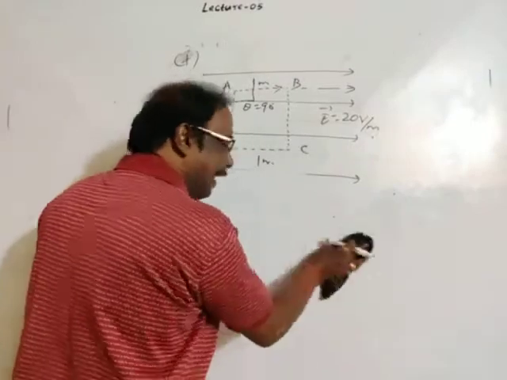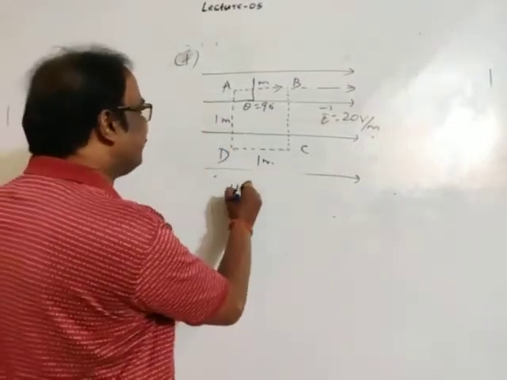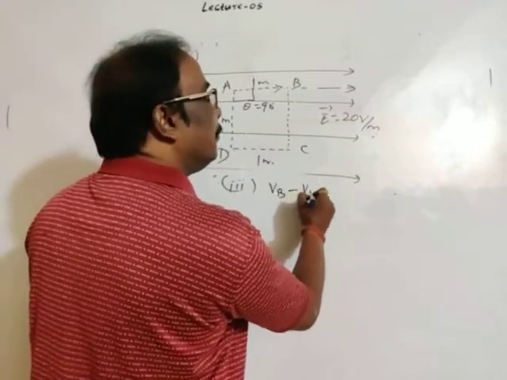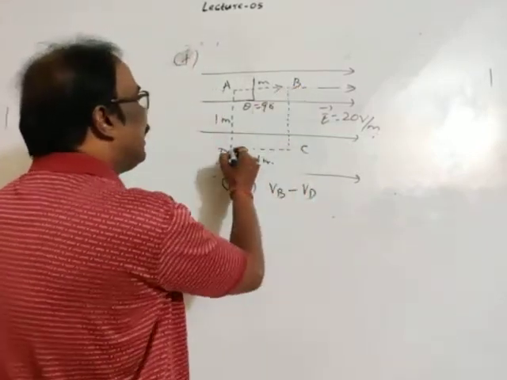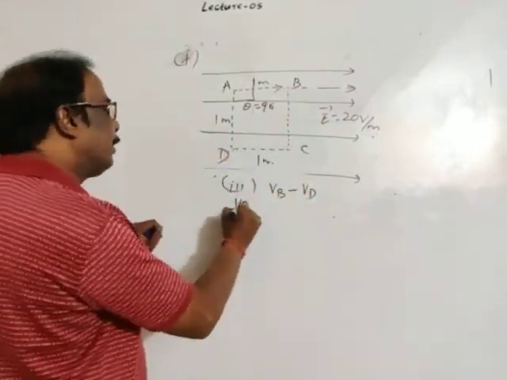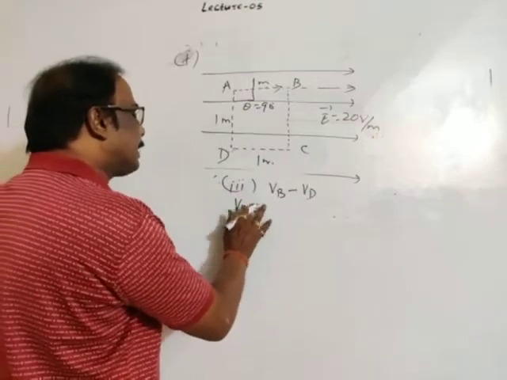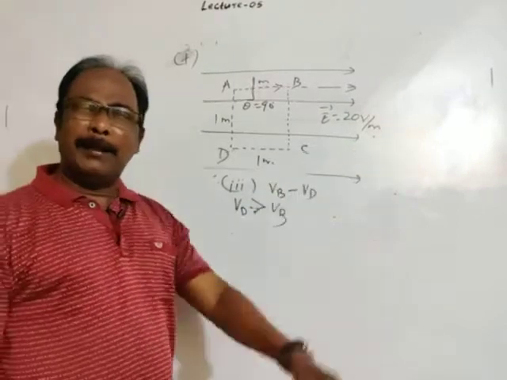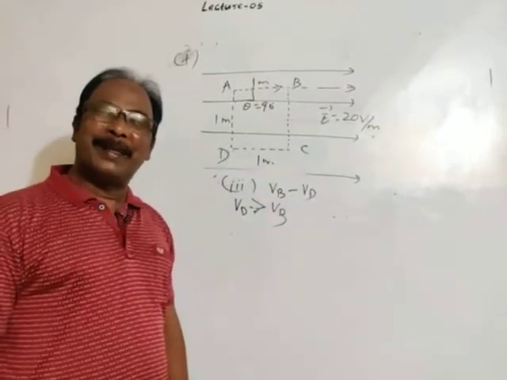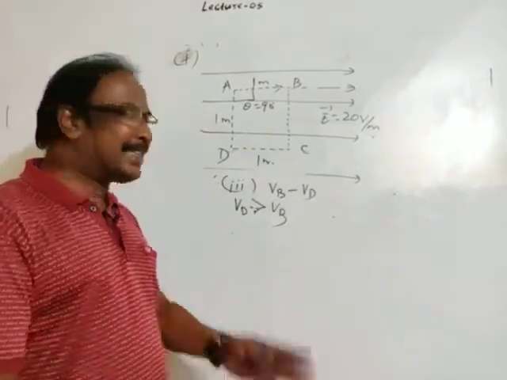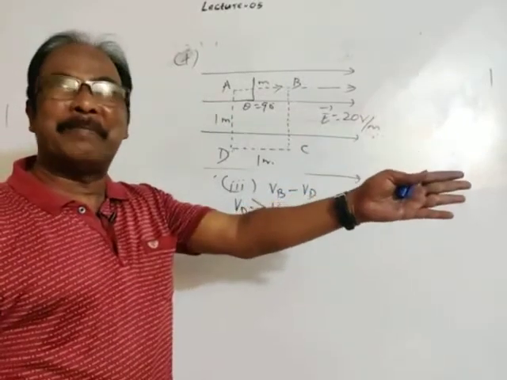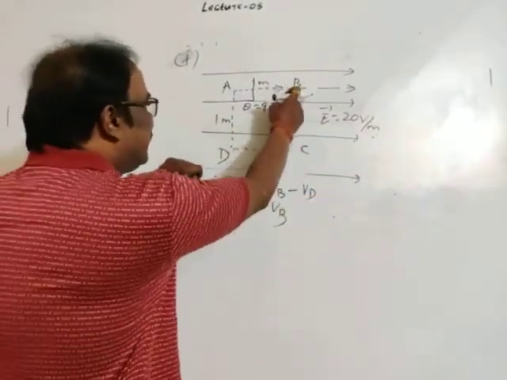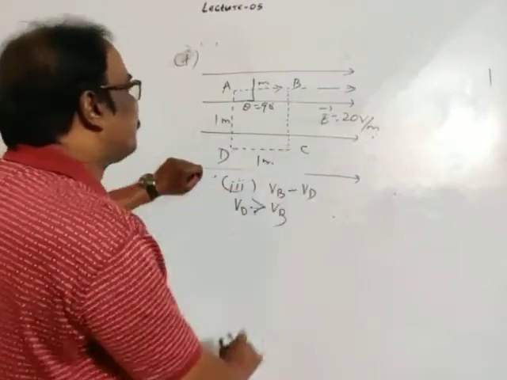Then another part on this diagram, number 3. Find VB minus VD. Here the potential at D is greater than the potential at B. Potential decreases along the direction of the electric field. So this is D, this is B; along the electric field, potential decreases.